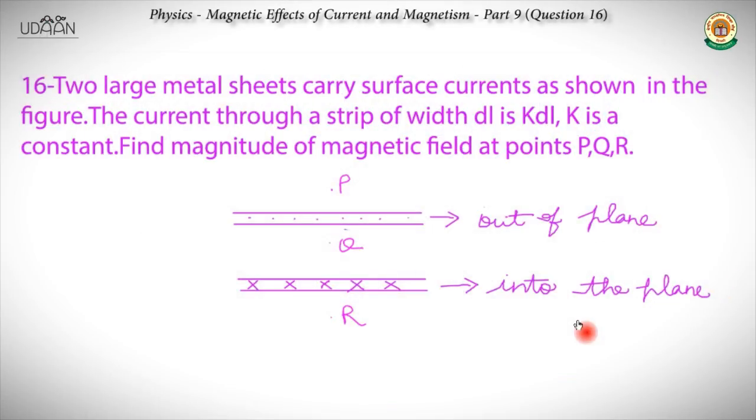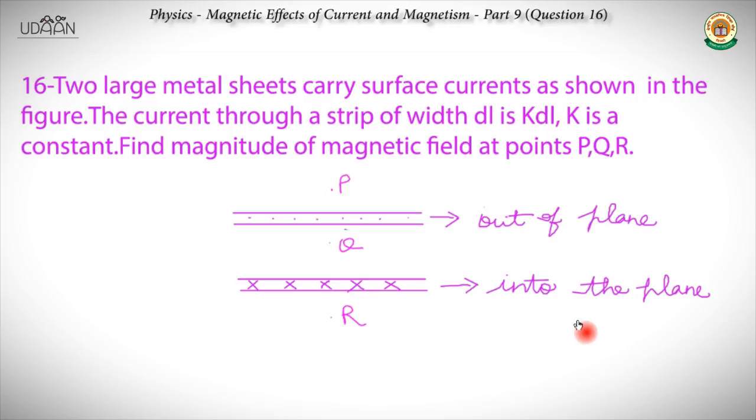We come to the final question of this chapter, question number 16. Two large metal sheets carry surface currents as shown in the figure. The current through a strip of width dl is k dl, where k is a constant. We have to find the magnitude of the magnetic field at points P, Q and R. Right. So can you tell us how we start off and proceed with this question?